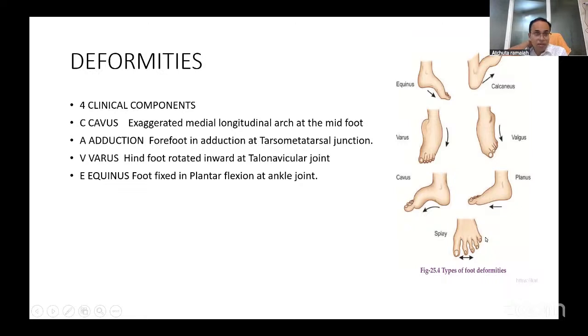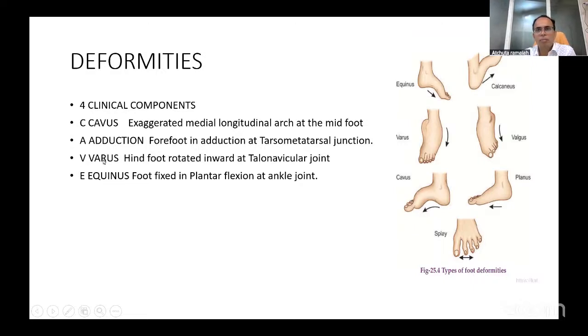So now the components of the deformity, 4 components. Cavus: an exaggerated medial longitudinal arch at the midfoot. Adduction: the forefoot is in adduction at the tarso-metatarsal junction. In a foot there are 5 metatarsals and the tarsals, and the metatarsal bases form the tarso-metatarsal joints. At that junction, the forefoot will be in adduction.